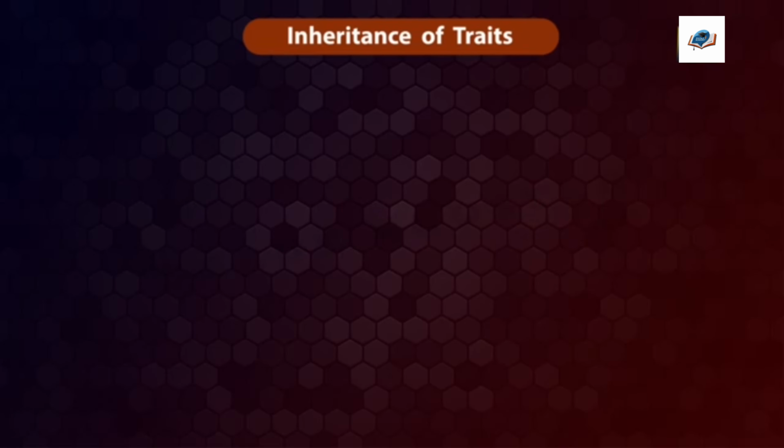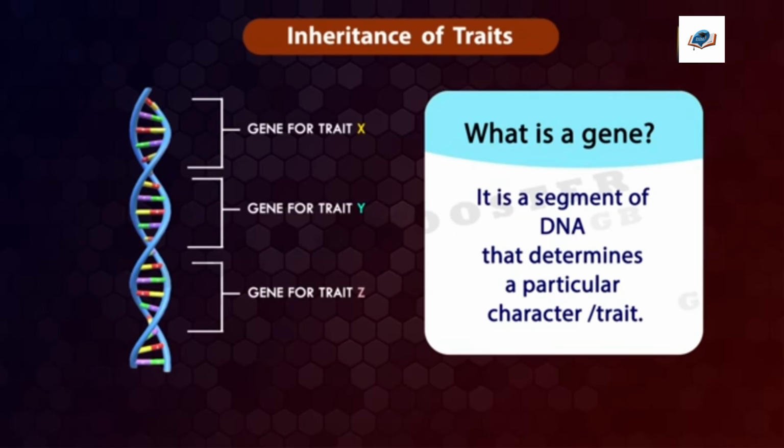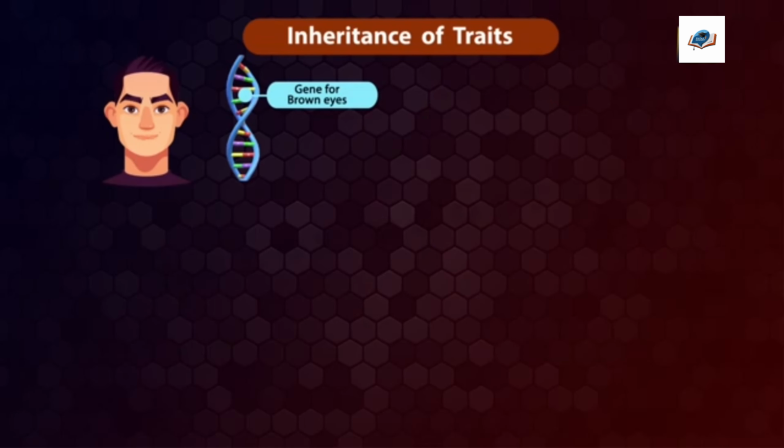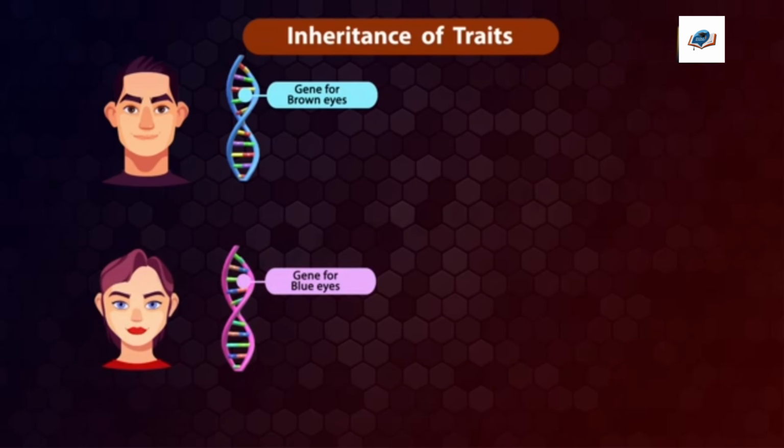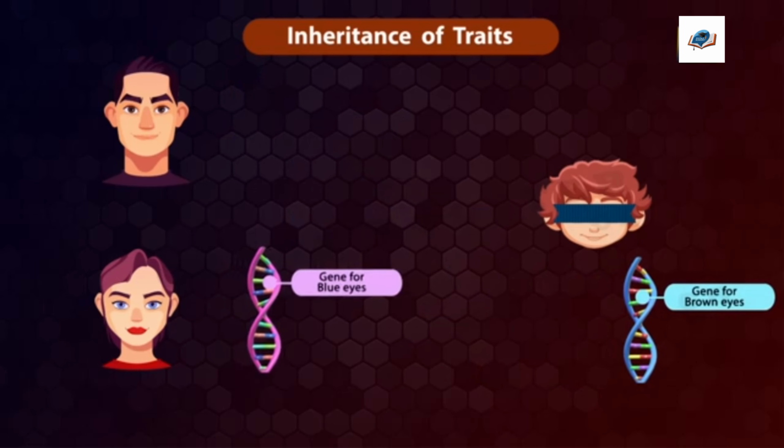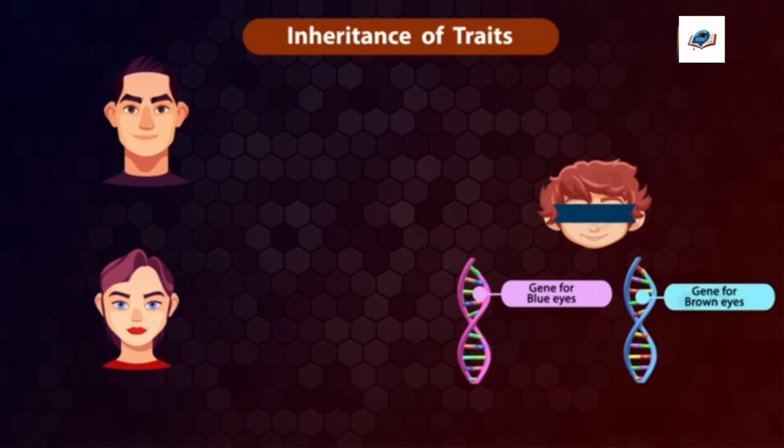What is a gene? It is a segment of DNA that determines a particular character or trait. Father's DNA has genes for different traits like eye color, type of earlobe, etc. In the same way, mother's DNA also has genes for traits like eye color, type of earlobe, etc. That means the offsprings or babies get two genes for each trait, that is one from father and one from mother. For example, the father's eyes are brown and the mother's eyes are blue. The baby will get both brown and blue color genes. That means for one trait, that is the eye color, the baby will have two genes.